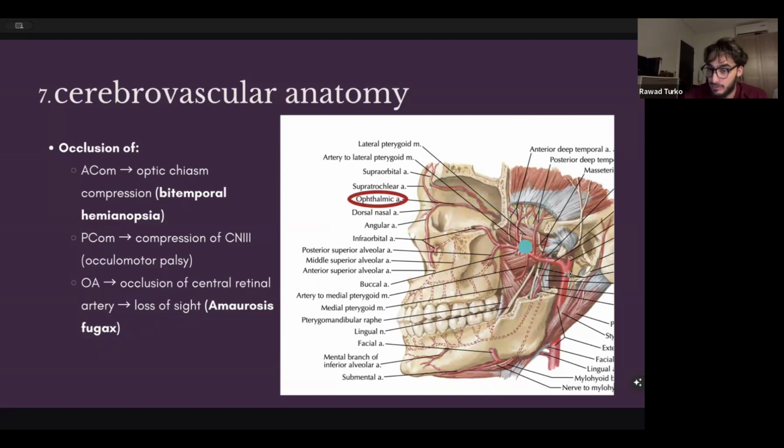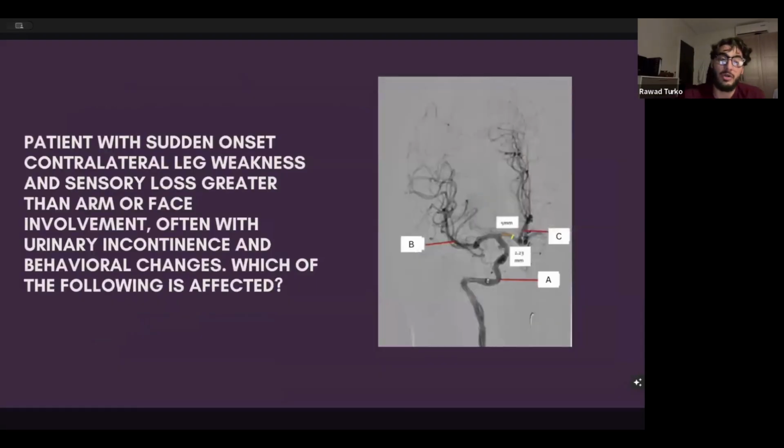You'll see here, I guess you can't see the ICA that clearly, but this is the branch that would give off. Okay, perfect. So a patient with sudden onset contralateral leg weakness and sensory loss greater than arm or face involvement. So again, contralateral leg weakness and sensory loss in the legs, often with urinary incontinence and behavioral changes, which of the following is affected?